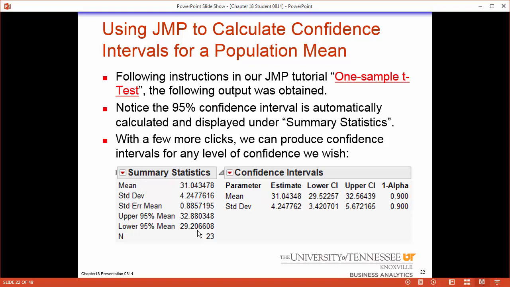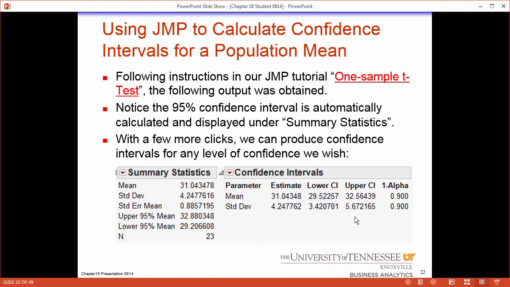You're going from 90 to 95. That makes a wider confidence interval, and always will when using the same data. A 95% confidence interval is going to cover more area. So we have the same sample size, we're using the same data, and now we have a 95% confidence interval. And JMP calculates it for you right away.